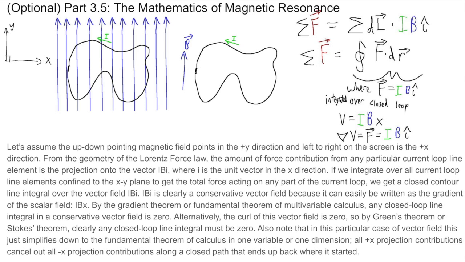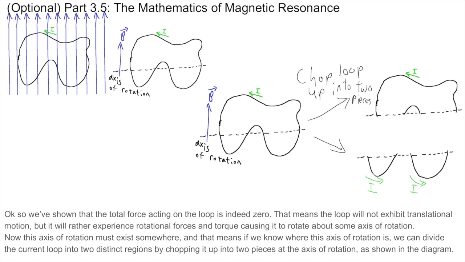i B is clearly a conservative vector field because it can easily be written as the gradient of the scalar field B x. By the gradient theorem, or fundamental theorem of multivariable calculus, any closed-loop line integral in a conservative vector field is 0. Alternatively, the curl of this vector field is 0, so by Green's theorem or Stokes' theorem, clearly any closed-loop line integral must be 0. Also note that in this particular case of vector field, this just simplifies down to the fundamental theorem of calculus in one variable or one dimension. All plus x projection contributions cancel out all negative x projection contributions along a closed path that ends up back where it started. Okay, so we've shown that the total force acting on the loop is indeed 0.